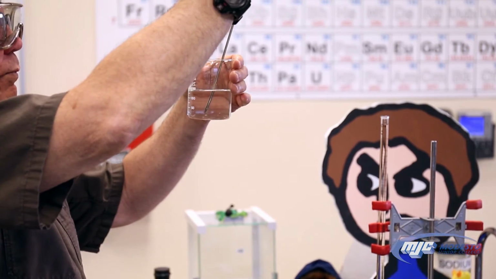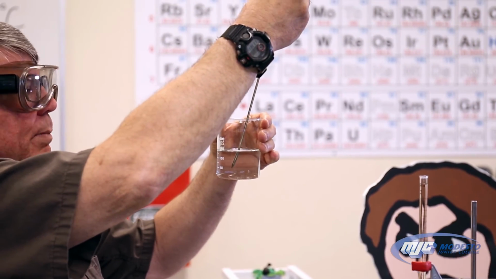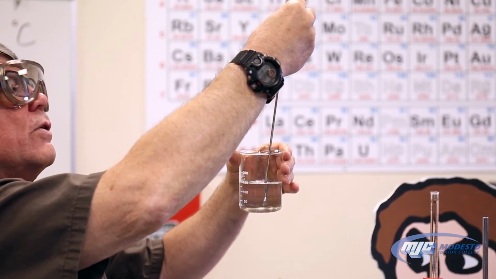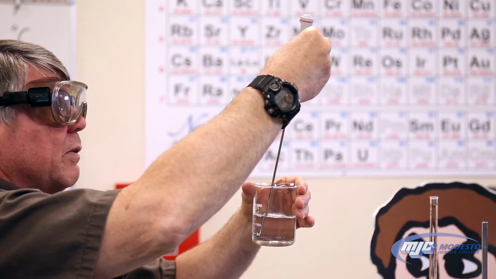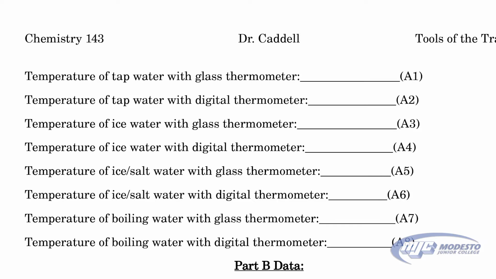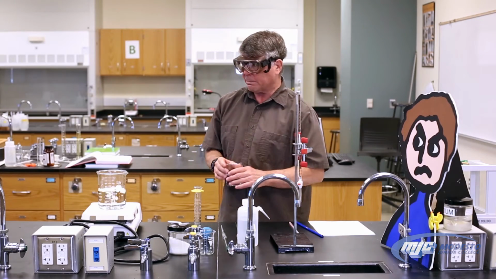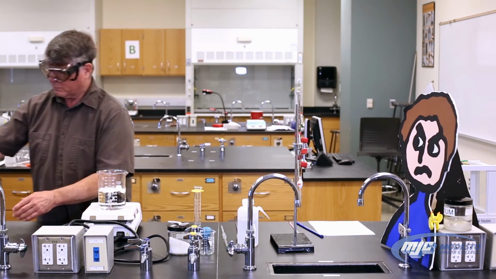Put the tip about halfway down. Again, try not to touch the bottom or the sides. And this is digital, so we record every digit that's on there, which will also be one place to the right of the decimal. And that's going to be your A2. Once we get those two, we're going to put some ice in. I'm just going to scoop some ice.